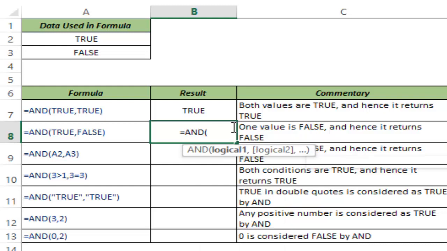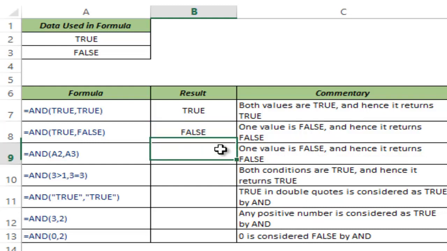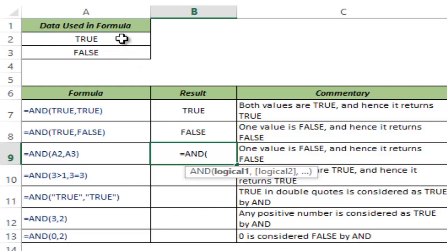But if I type AND and I type a true here and a false here, then AND returns a false because for this to be true all the arguments should be true. Instead of typing, I can have the trues and falses in cells and I can give their reference. So here I can give the reference of A2 and A3, and it analyzes both these arguments, and since one of them is false, AND returns a false.